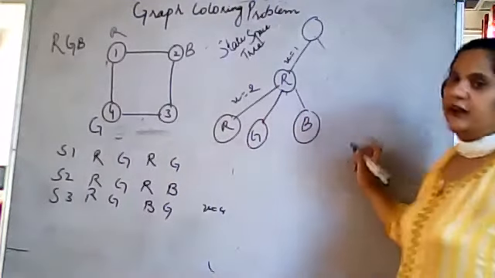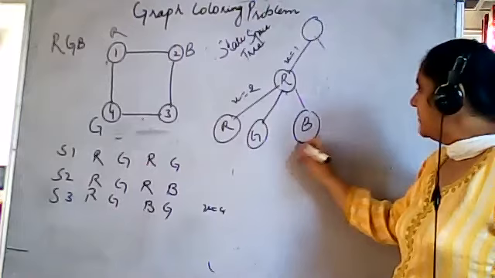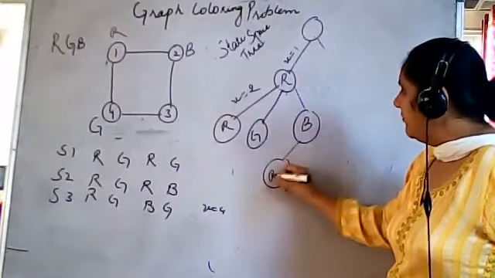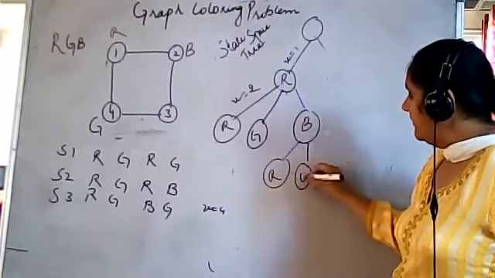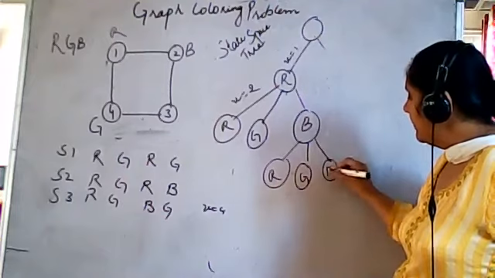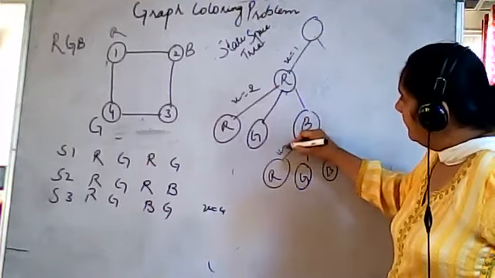Now if I painted node number 2 with blue, now what happens? For 3 you can have red, green, Excuse me, ma'am. Yes, ma'am, please allow Rohit. He is waiting.